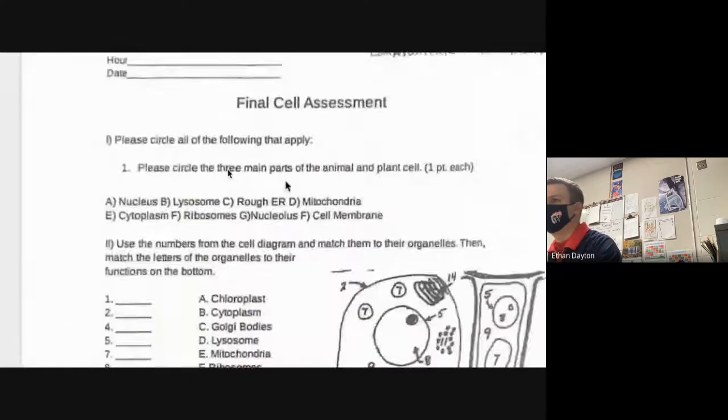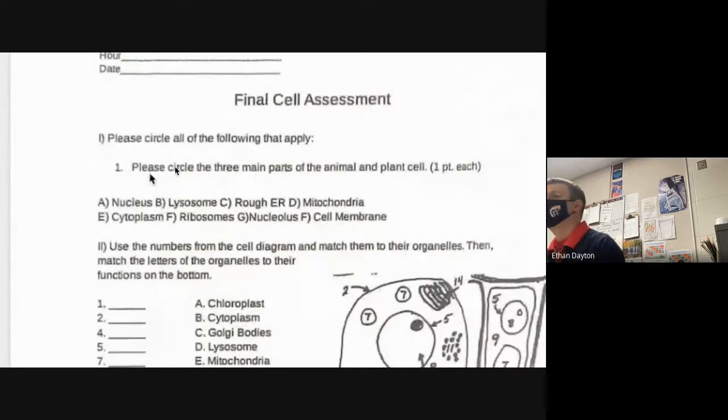It says, please circle all the following that apply. It says, please circle the 3 main parts of the animal and plant cell. That'd be 1 point each. So how many circles should you make in these? 1, 2, 3, 4, 5, 6, 7, 8. How many should you make?